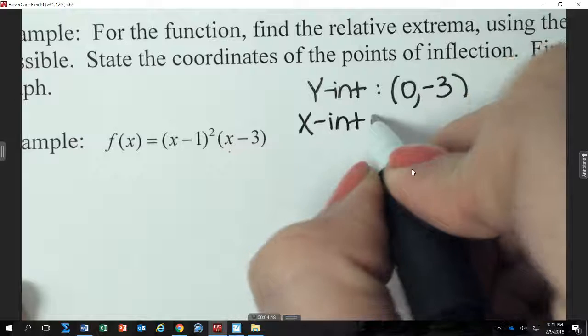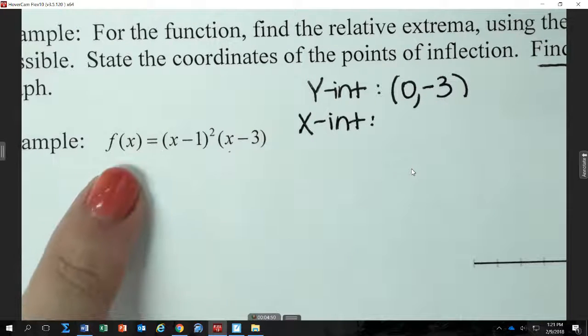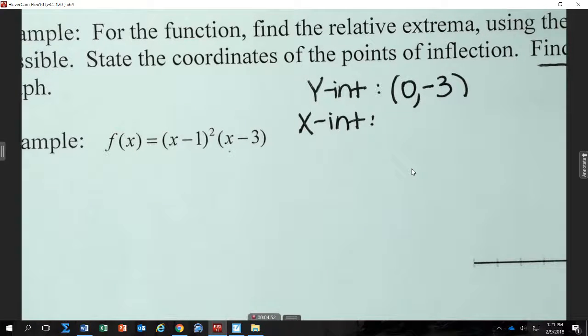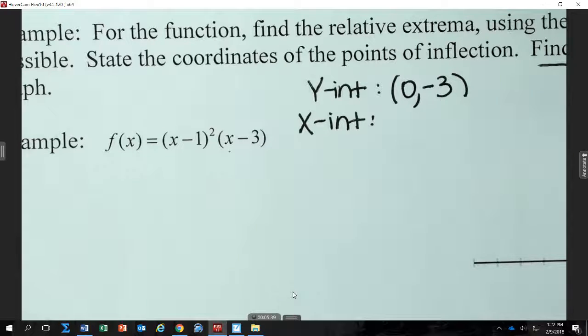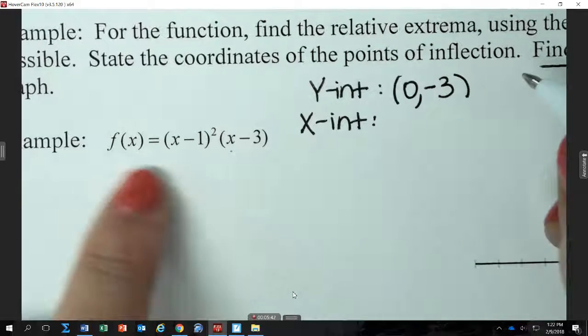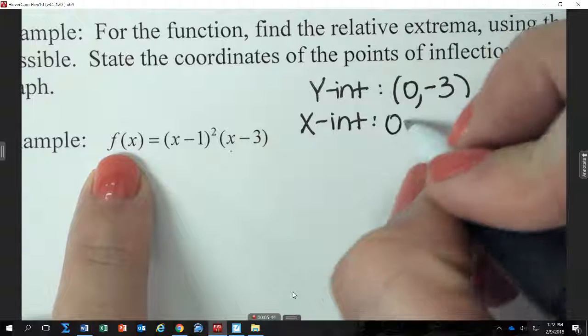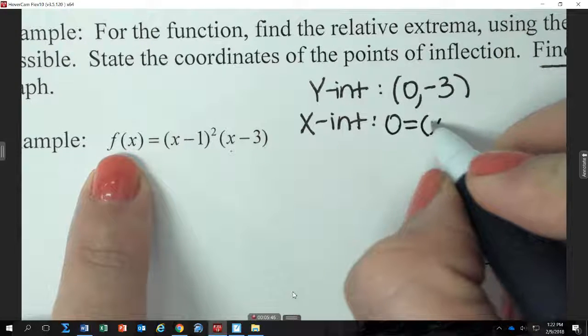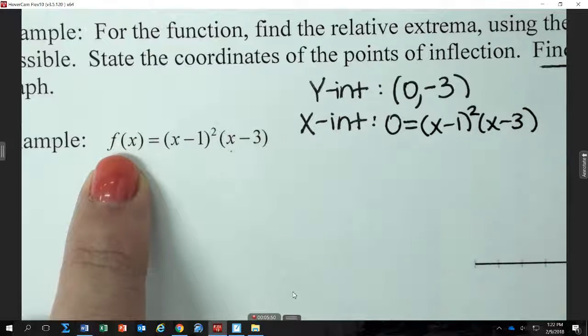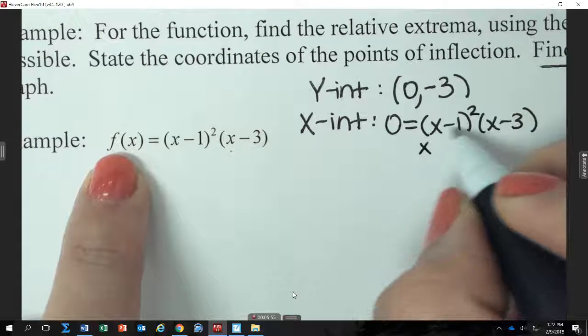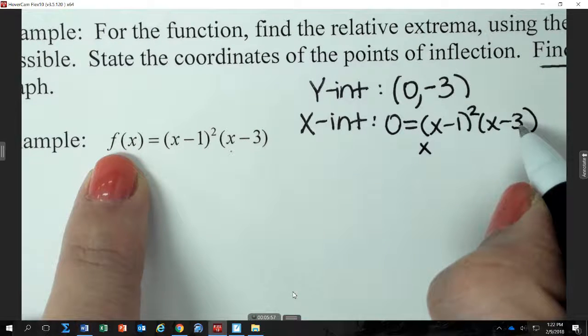X-intercept, where do I plug in 0? I plug in 0 for y. Right? Pause this. Okay. So for x-intercept, we replace y with 0, right? So it's going to be 0 equals x minus 1 squared times x minus 3. So what do I get for x? If I set each factor equal to 0 and solve, Jordan?